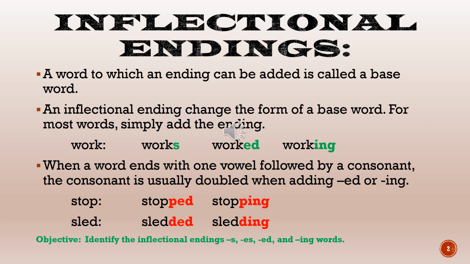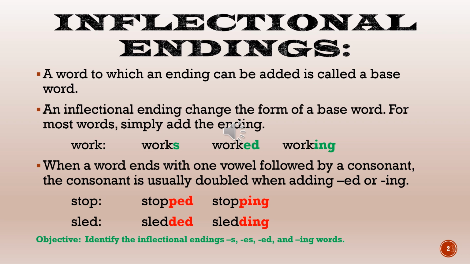When a word ends with one vowel followed by a consonant, the consonant is usually doubled when adding ed or ing. So this is a rule that you need to follow when you add the inflectional ending to a base word. So remember that when a word ends with one vowel followed by a consonant, the consonant is going to be doubled. It means that you are going to write the consonant two times.